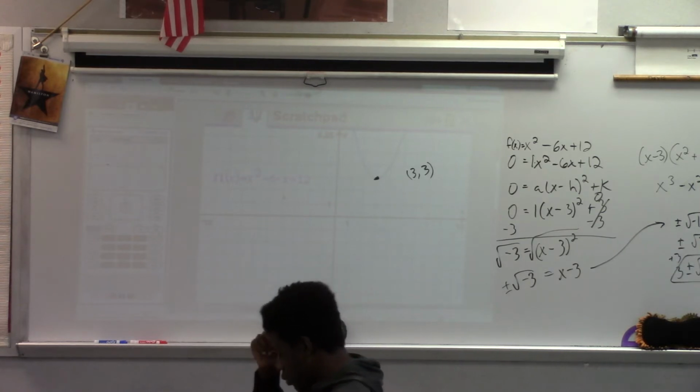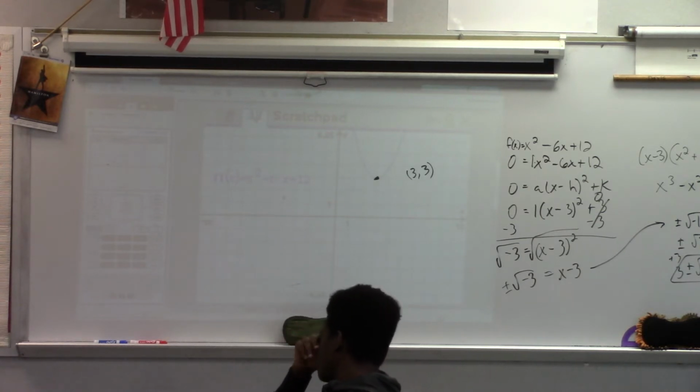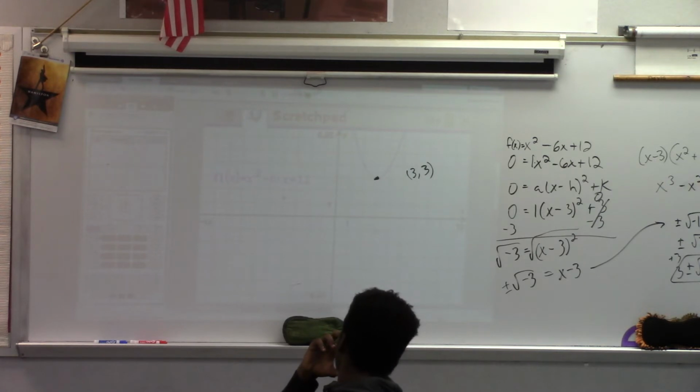Okay? So I will point out, was there another method we could have used here to solve that quadratic equation? Quadratic formula, right? I had a nice vertex, so I used vertex form, but you can always use the quadratic formula.